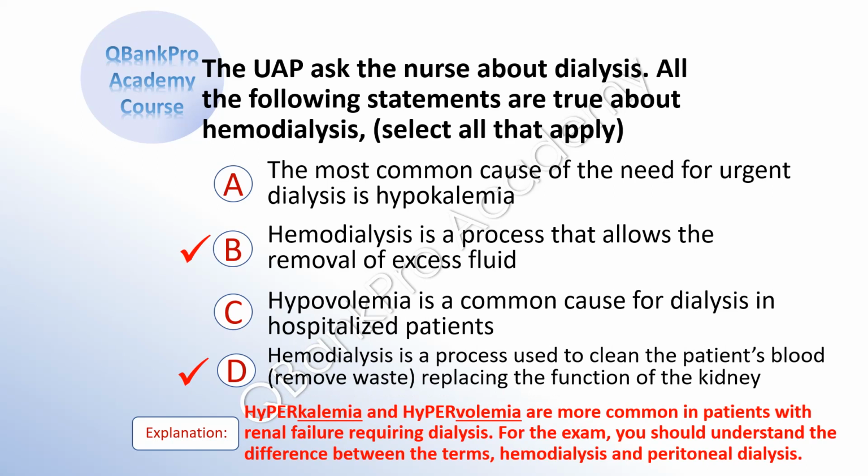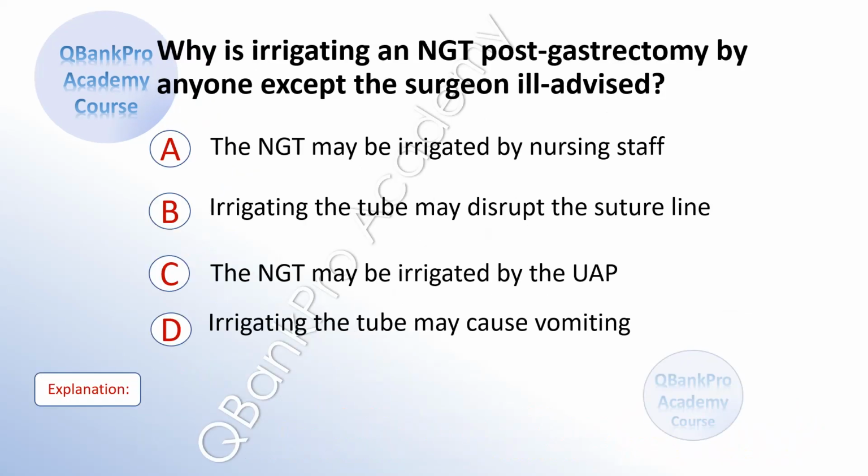The correct answer is B. Hemodialysis is a process that allows the removal of excess fluid. And D. Hemodialysis is a process used to clean the patient's blood, remove waste, replacing the function of the kidney. Explanation. Hyperkalemia and hypervolemia are more common in patients with renal failure requiring dialysis. For the exam, you should understand the difference between the terms hemodialysis and peritoneal dialysis.